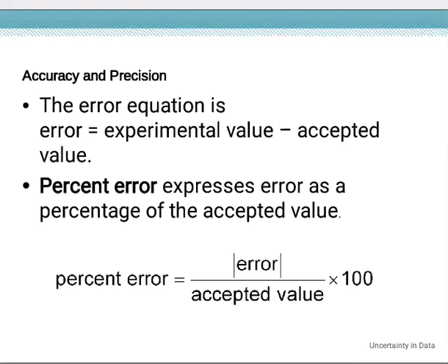So when they're talking about percent error, it expresses error as a percentage of the accepted value. So what does that mean? That when you're calculating percent error, it equals the absolute value of the error, which means the positive, over the accepted value times 100. And the reason that you're taking the absolute value is because error can have a negative value, but percent error always has to be positive.